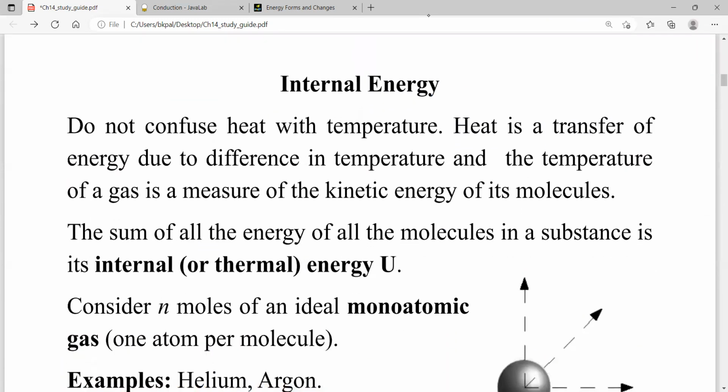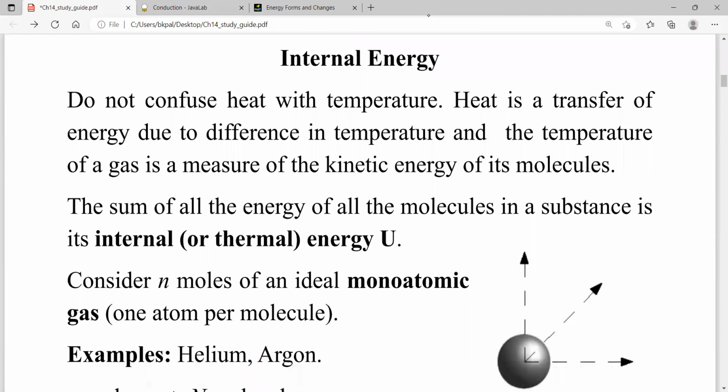The next thing is the internal energy. So internal energy, sometimes we call it also thermal energy. Internal and thermal energy are basically the same thing, and we use U to represent internal energy.